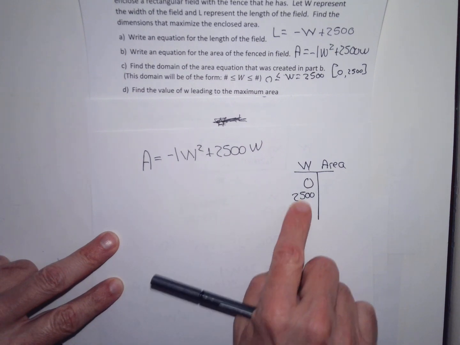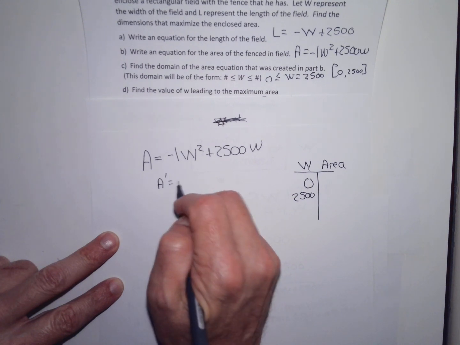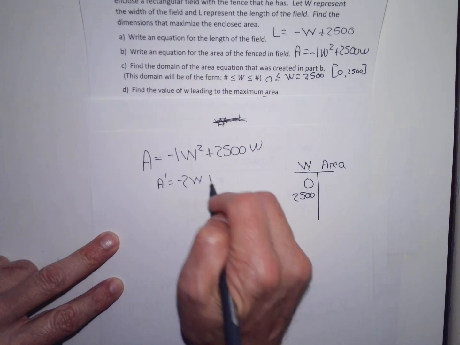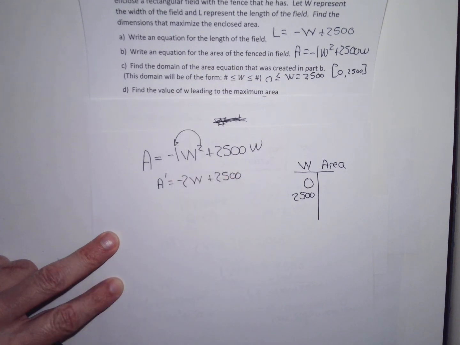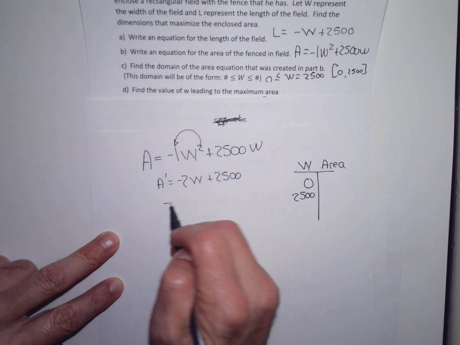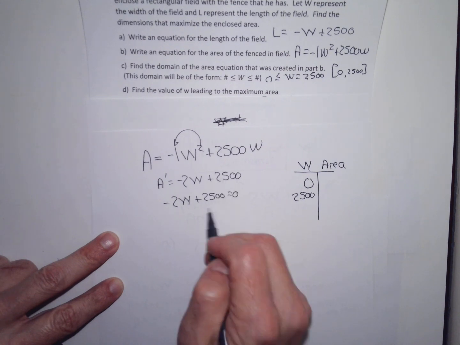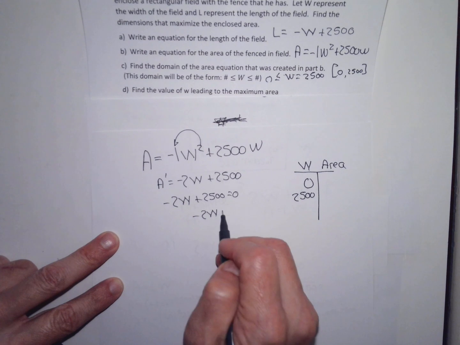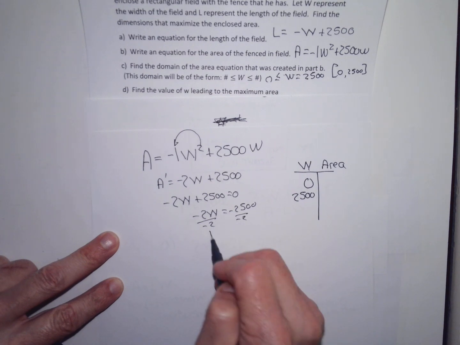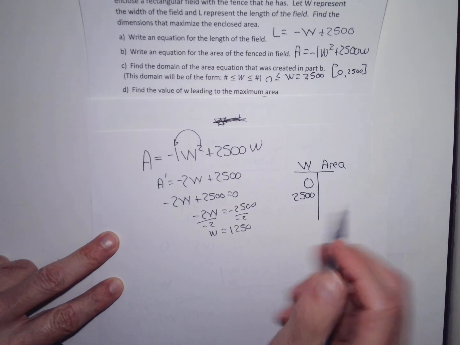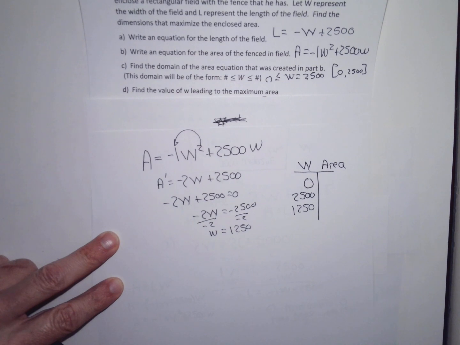I'm going to see if there's any critical numbers between 0 and 2,500 by finding the derivative. I'm going to say the derivative is minus 2w plus 2,500. That's just a simple derivative. This is where I wanted that minus 1, because now I can go minus 2 times w and get that derivative nicely. I'm going to set the derivative equal to 0. I'm going to minus 2,500 from both sides, and then divide by minus 2. My critical number is going to be 1,250. And because that's between the 0 and 2,500, I'm good.